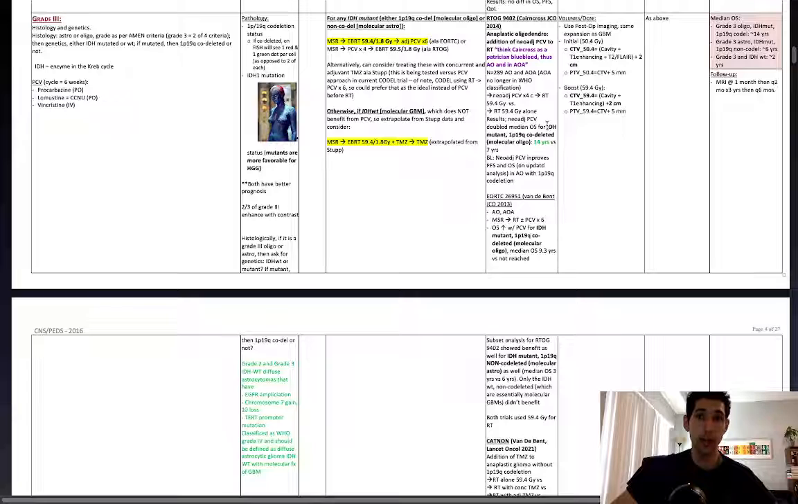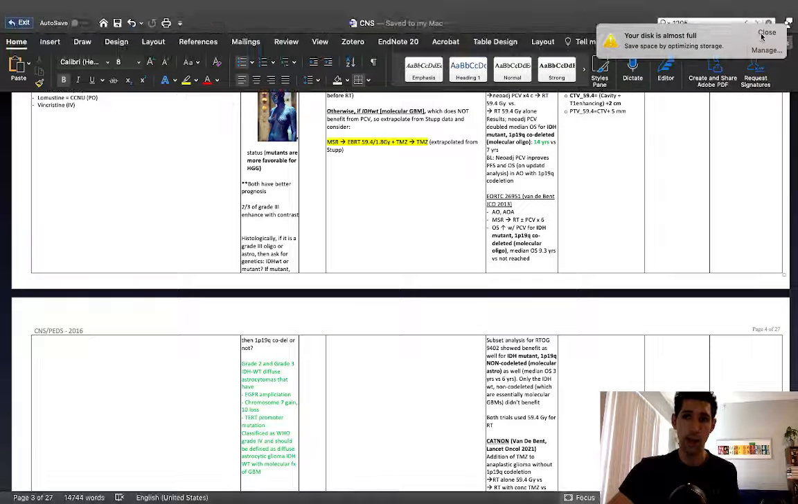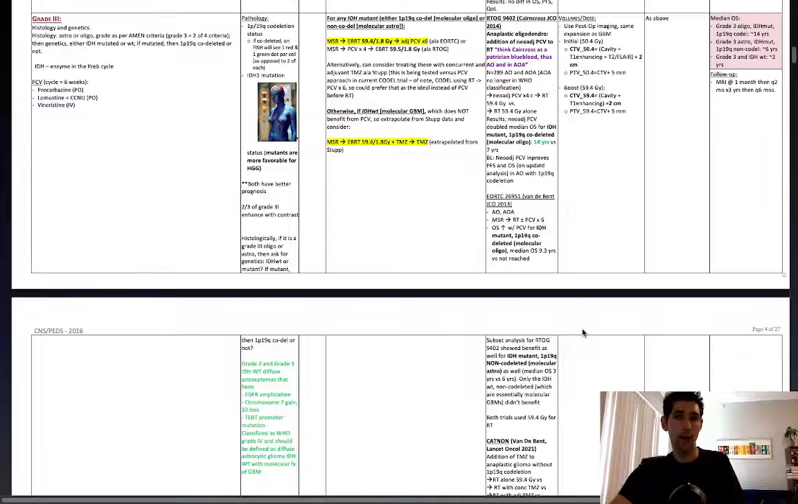The results from this neoadjuvant PCV doubled median overall survival for the IDH mutant 1p19q co-deleted, so only for the molecular oligo types, 14 years versus 7 years. Bottom line is neoadjuvant PCV improved progression-free survival and overall survival on an updated analysis in anaplastic oligodendrogliomas with 1p19q co-deletion. One more time, RTOG 9402, Cairncross, JCO 2014, looking at anaplastic oligos and anaplastic oligoastrocytomas.